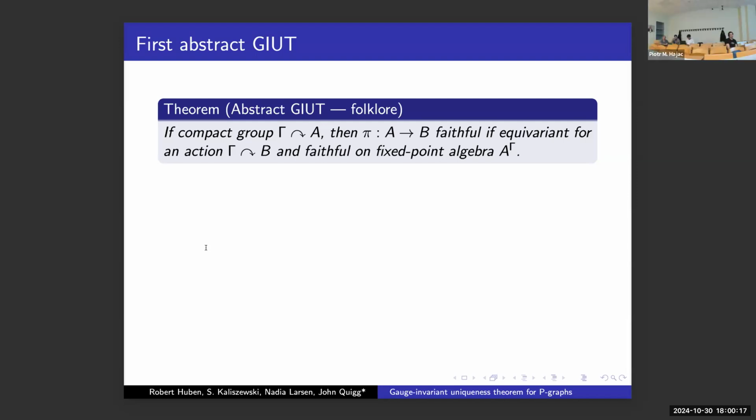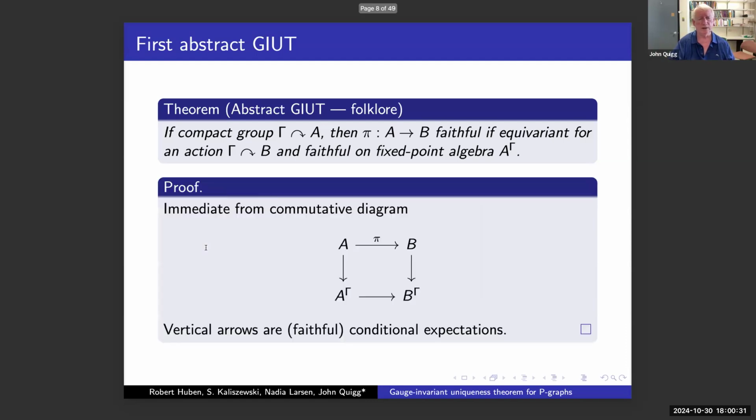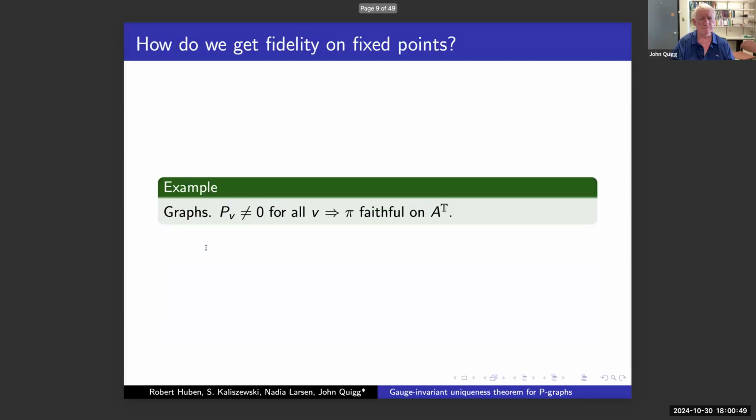Okay. So we have a compact group acting on a C-star algebra. Then a homomorphism from that C-star algebra is faithful if it's equivariant for the action and faithful on the fixed point algebra. This is an almost trivial theorem. You could prove it as an exercise. You use the conditional expectations onto the fixed point algebras that you get by just integrating the action, which you can do because the group is compact. All right, so that's the abstract gauge-invariant uniqueness theorem.